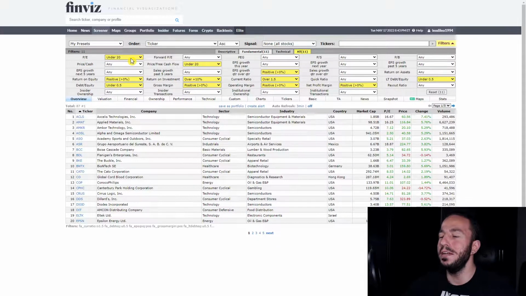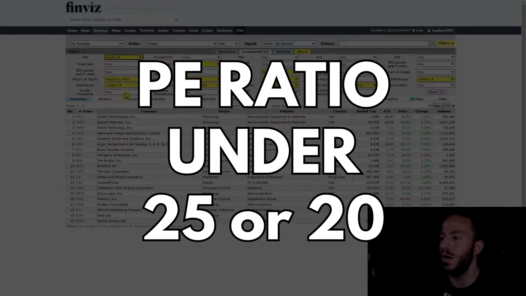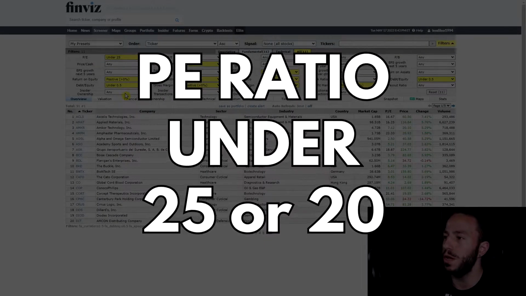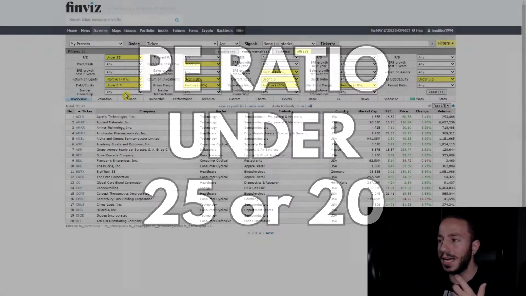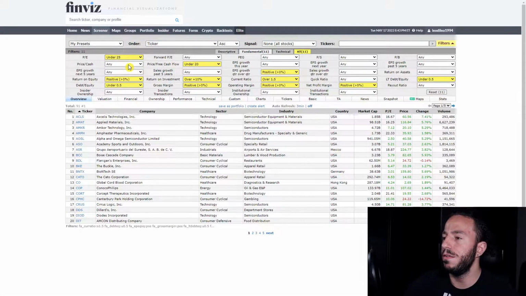I'm going with the PE ratio underneath 20. Sometimes I actually like to put it underneath 25, just to give myself a little bit of slack. But we're looking for companies that have a PE underneath 25, because you don't want to overpay for a business in terms of its price to earnings ratio. So 25 is our magic number.